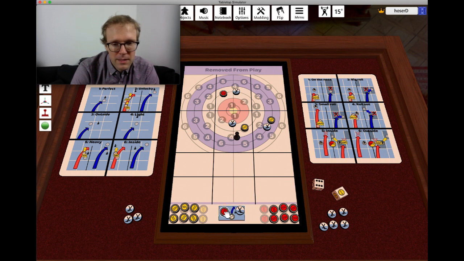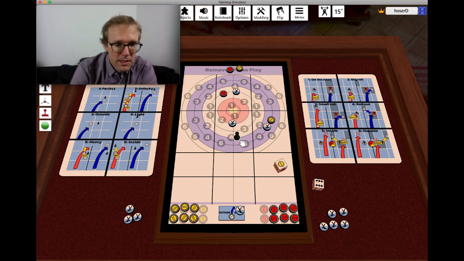So in this case, again, we made contact. Red is out of play. Yellow is out of play. We would then flip the fate token to decide who chooses next. And let's say yellow gets it.